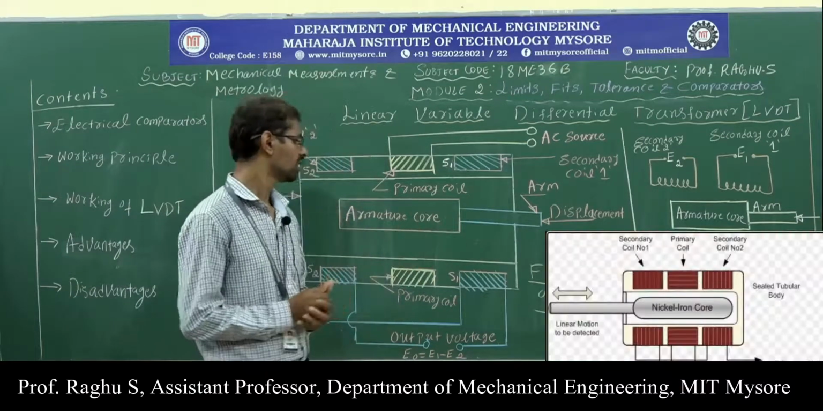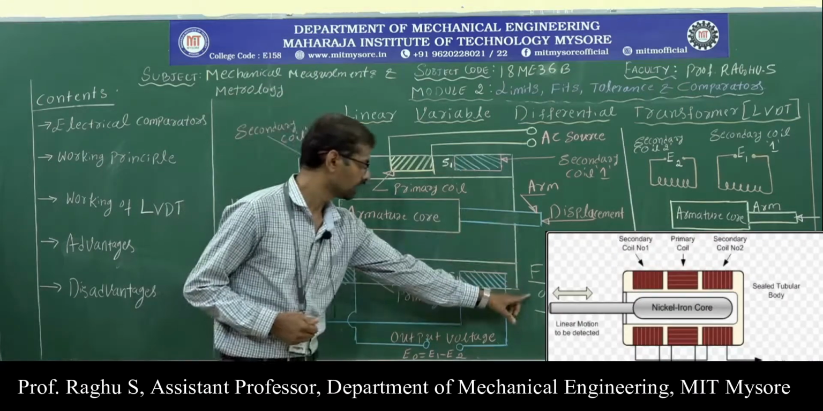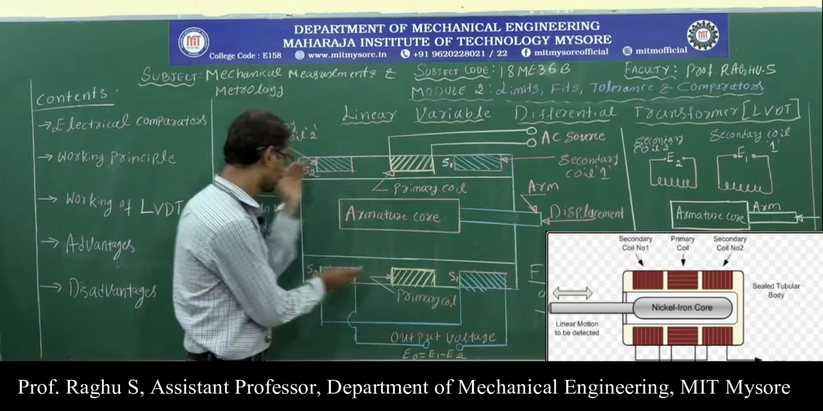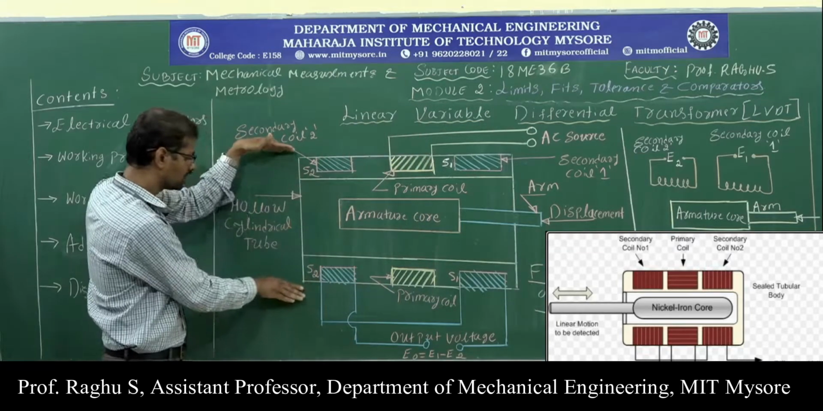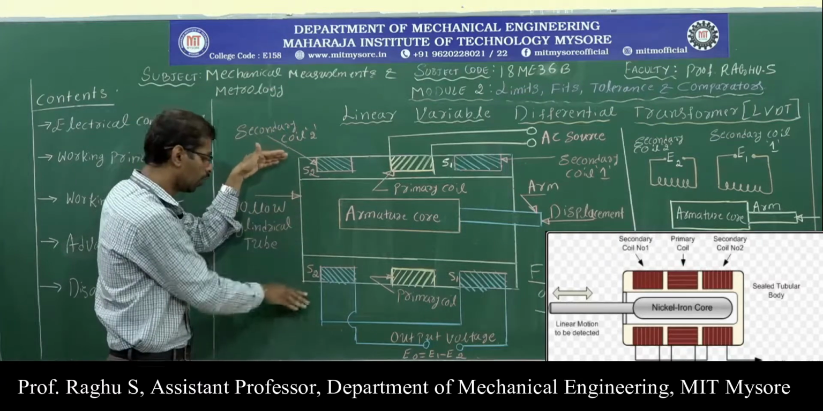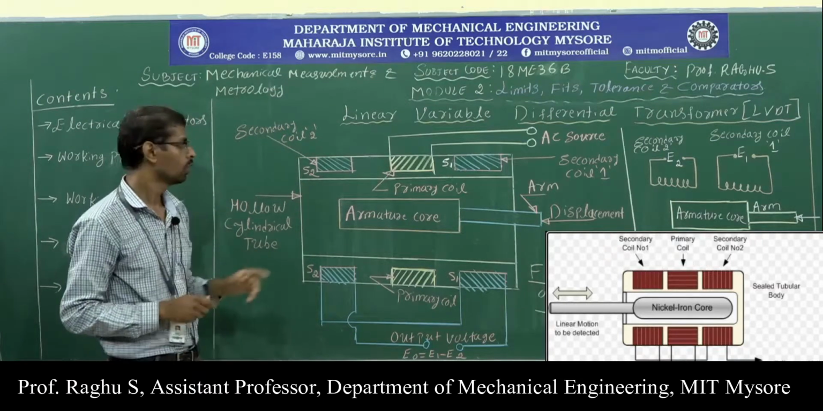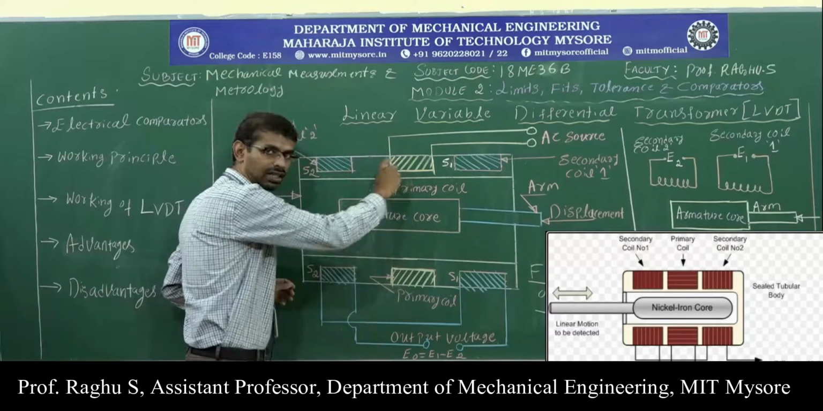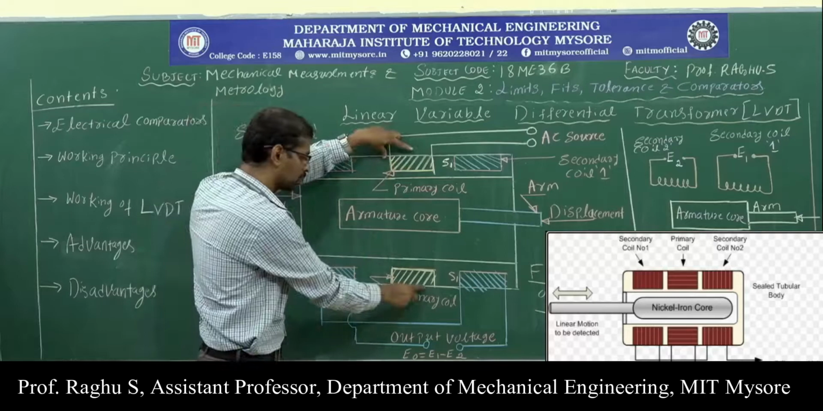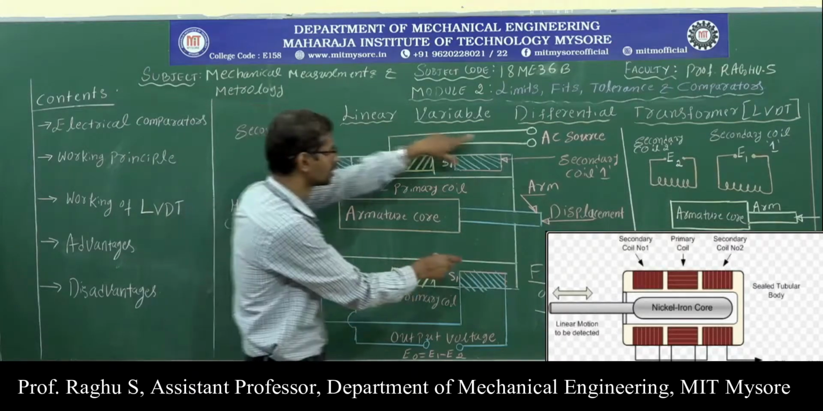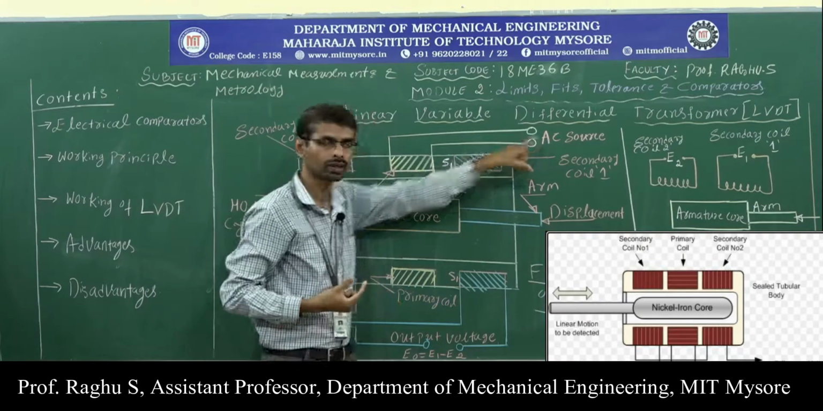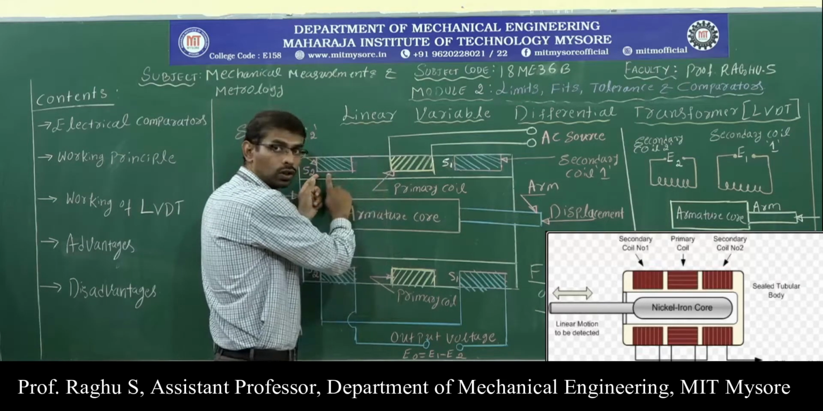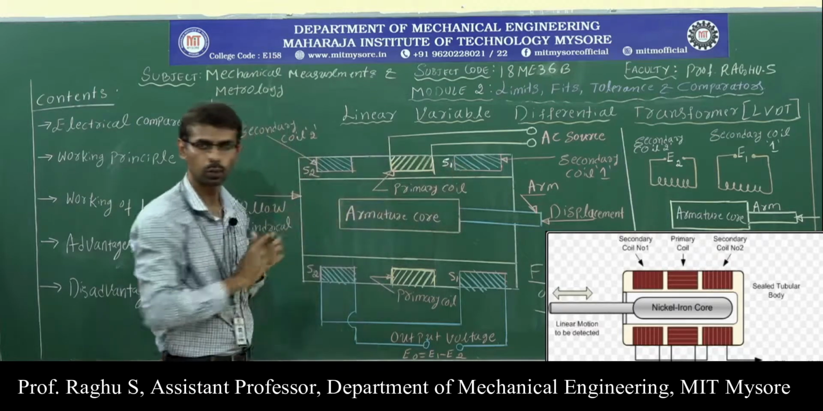Now let us discuss the construction of LVDT. This figure shows the construction of LVDT and this figure shows the LVDT circuit. In the construction, here we have a hollow cylindrical tube. Next, the primary coil is placed at the center of the tube and this primary coil is connected to an AC source. Then two secondary coils, secondary coil 1 and secondary coil 2, are placed at the sides of the tube.